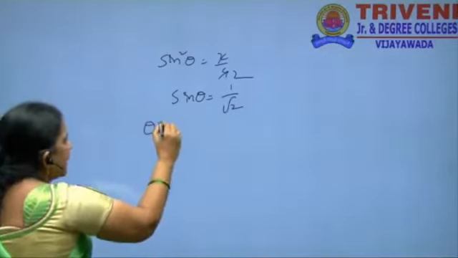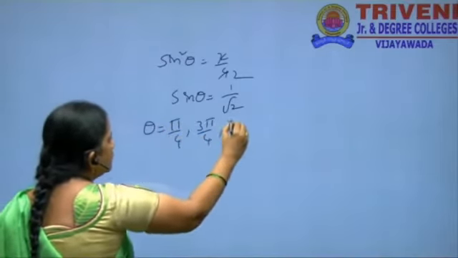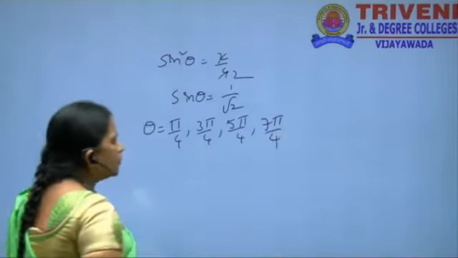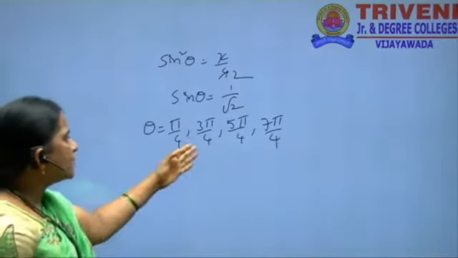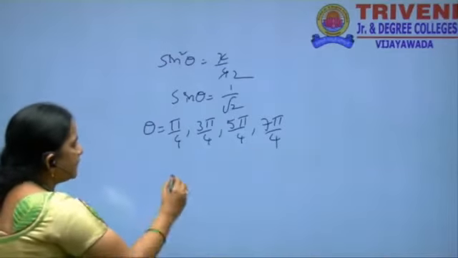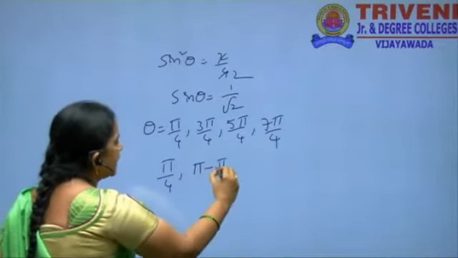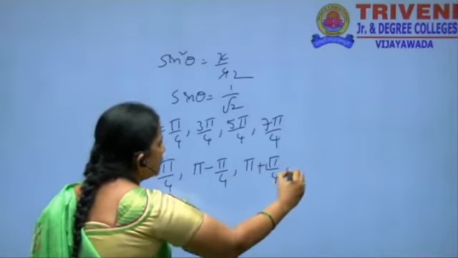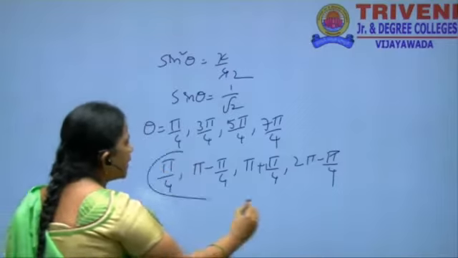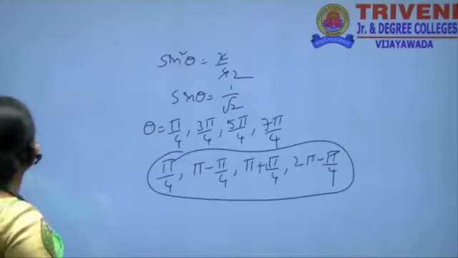Then the eccentric angles are pi by 4 and 3 pi by 4, 5 pi by 4 and 7 pi by 4. We have to write in the four quadrants, that is pi by 4, pi minus pi by 4, pi plus pi by 4 and 2 pi minus pi by 4. This is in the first quadrant, this is in the second and third quadrant, and the fourth quadrant is 2 pi minus pi by 4. These are the values we have to find for the eccentric angles. Okay, and then we are going to the next problem.